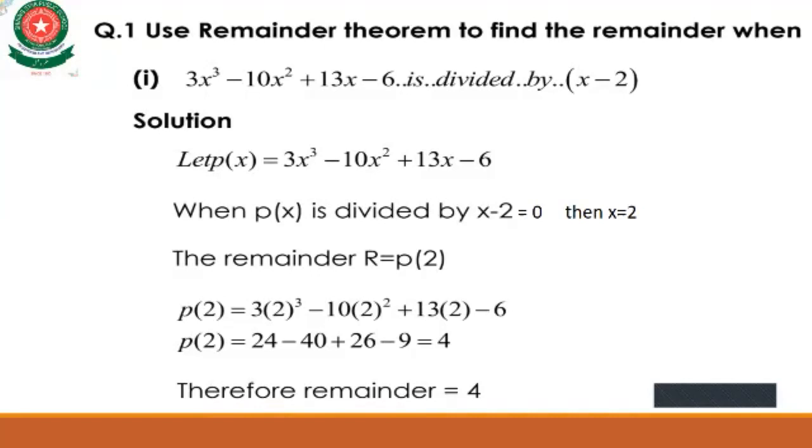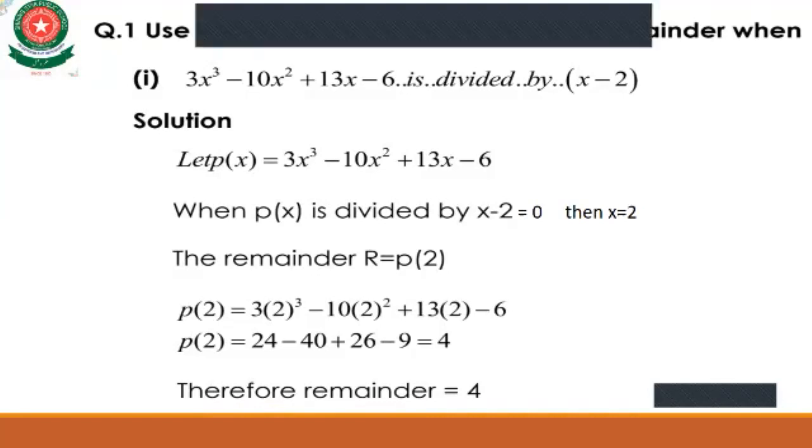2 cube means you have to multiply 2 into 2 into 2, that means 8. 8 threes are 24, so I wrote here 24. Then minus 10 into 2 square. 2 square is 4. 4 tens are 40. And 13 twos are 26, and minus 6.